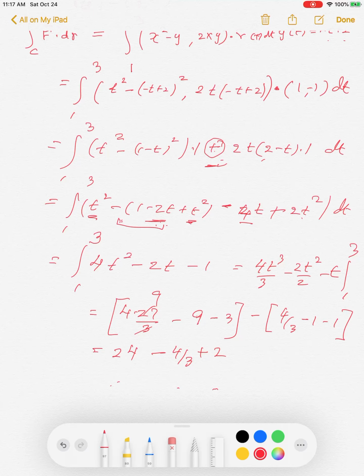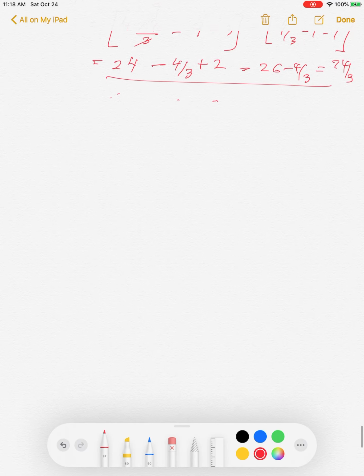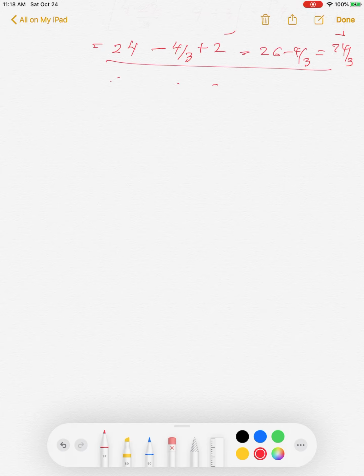Let me see this in a second. Yeah, this sounds okay. So this is 26 minus 4 by 3. 26 times 3 is 78, right? So it is 78 minus 4, 74 by 3. Now it's more or less done, but let me do one more problem and then we will stop.